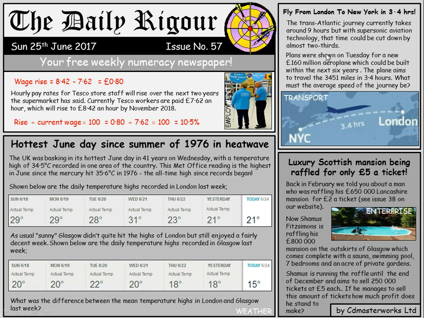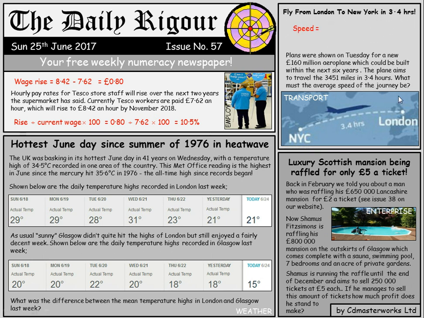So in 6 years' time, they're going to build an £160 million aeroplane that's going to fly all the way from London here, all the way to New York City in just 3.4 hours. Now, to put things into perspective, it currently takes 9 hours. Okay, so the total distance between London and New York City is 3,451 miles. What must the average speed of the journey be?